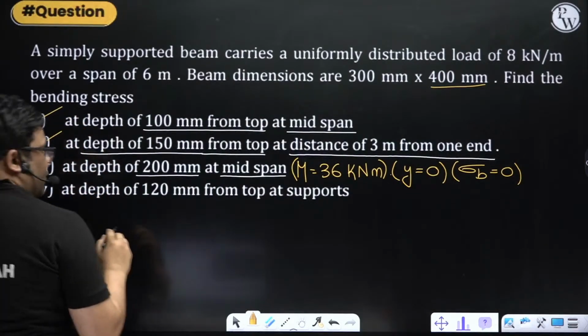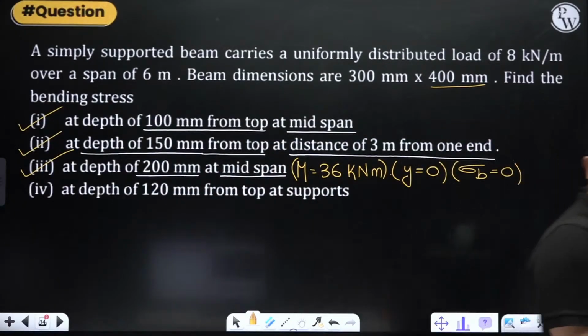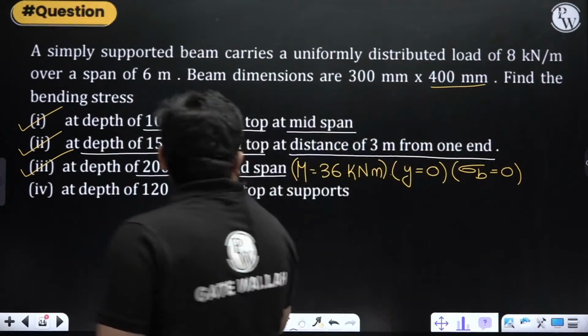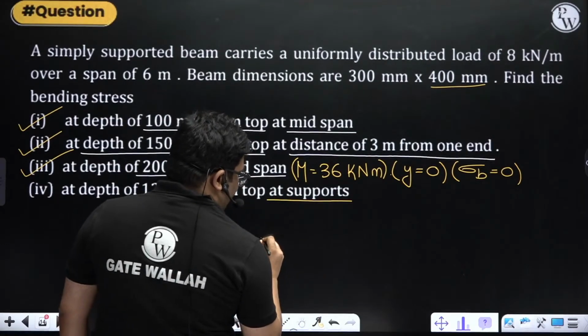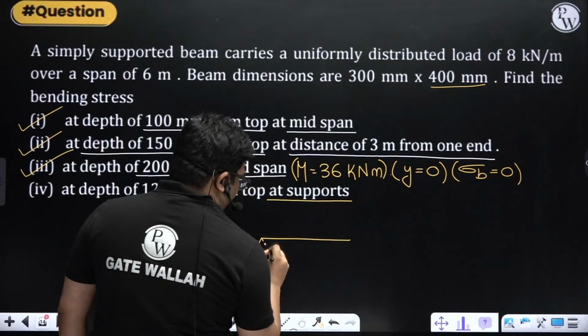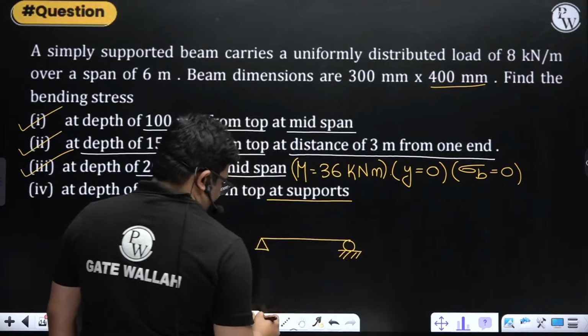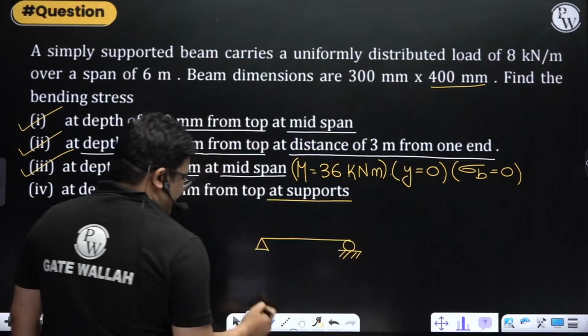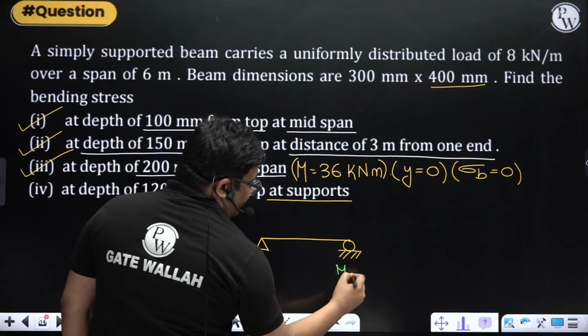What will be the answer for fourth part? Again 0. Here what is written? At supports. We know that if we have a simply supported beam, the bending moment is 0 at the supports, right? The bending moment is 0 at the supports.